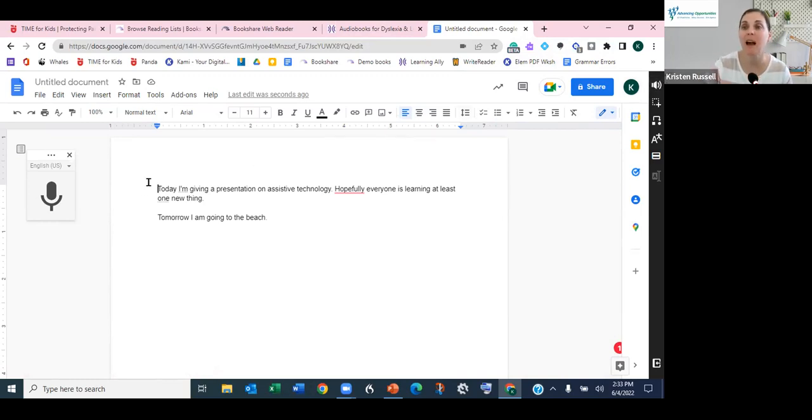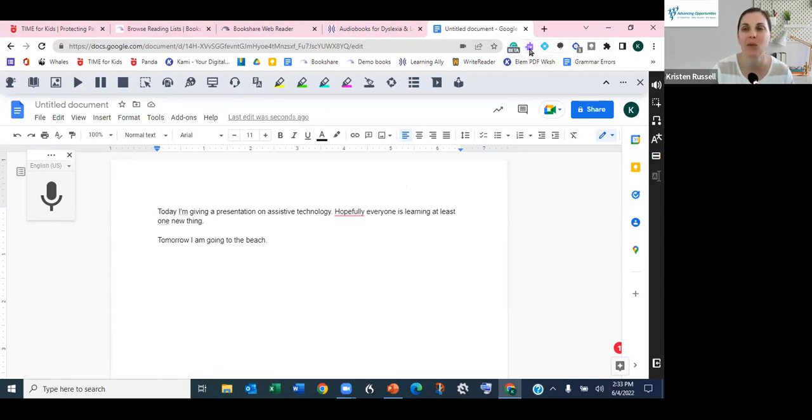So this goes back to the reading tools I talked about a couple of minutes ago. Any of those reading tools will read the text aloud. So here I'll show you the one other one that I use a lot. This is called Read and Write for Google Chrome. This little toolbar that popped open. If I put my cursor at the beginning of where I want it to read and hit my play button. Today I'm giving a presentation on assistive technology. Hopefully everyone is learning at least one new thing. Tomorrow I am going to the beach.